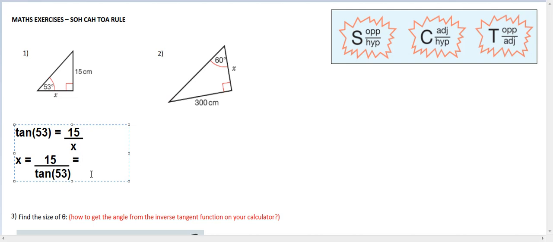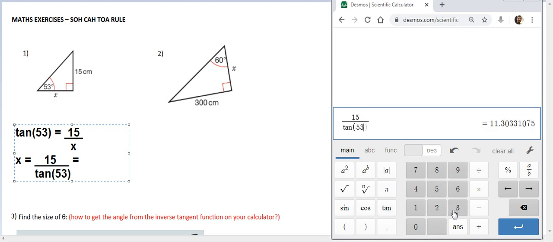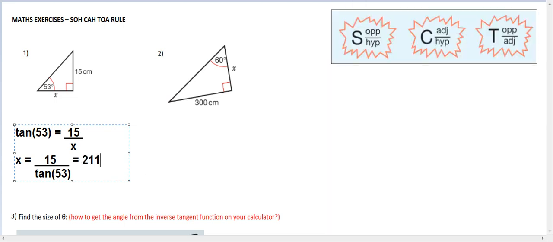Now it's time to get our calculators. So let's go to Desmos. It's going to be 15 divided by the tangent of 53. And this is going to be 11.3. 11.3 centimeters, because the exercise is using centimeters. This is number one.